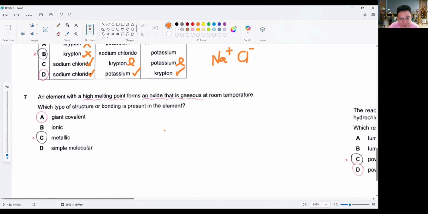Number 7: an element with a high melting point forms an oxide that is gaseous at room temperature. Which type of structure or bonding is present in the element? Okay, let's just reread that. Everyone, reread that in your head.